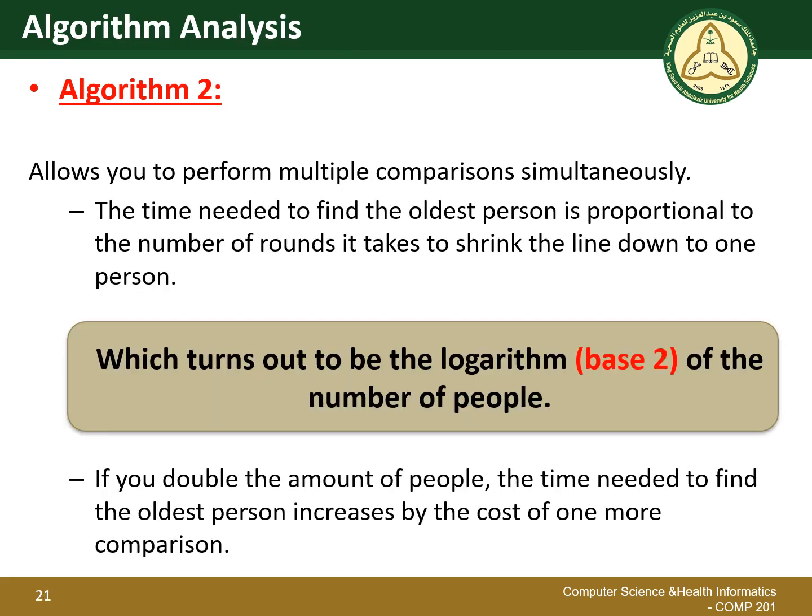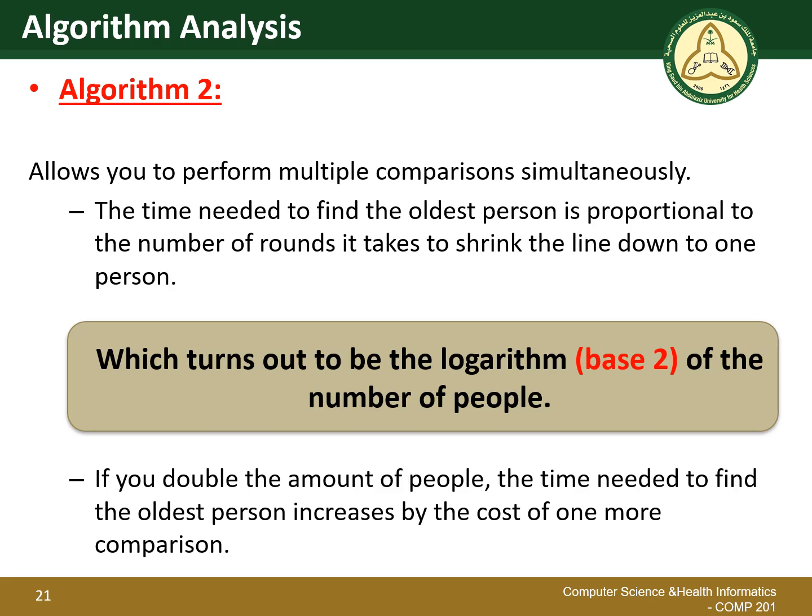Algorithm 2: we saw how algorithm 2 allows simultaneous comparisons. يعني بيقارن في نفس الوقت. وبالتالي the time needed to find the oldest person is proportional to the number of rounds. كان عندنا for example 8 persons احتاجنا only 3 rounds. طبعا ممكن حساب number of rounds mathematically بس هو خلاص محسوب عندكم. مهم تعرفوا انه number of rounds حيساوي logarithm base 2 of the number of people.